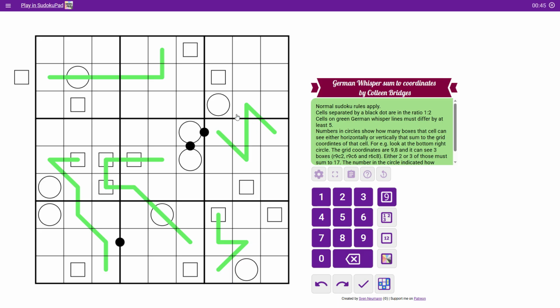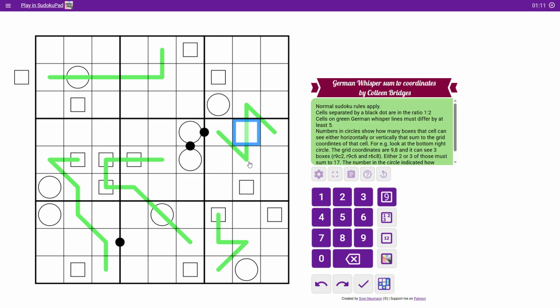That's a standard rule. We've done that with those before, or you've probably seen those before. So that means if that's a 1, this one will have to be at least a 6. If that's a 7, 5 away from a 7 has to be a 1 or a 2. The common things with German whisper lines, you can't have a 5 because 5 away from a 5 would be a 10 or a 0. So there's never a 5 on a German whisper line.